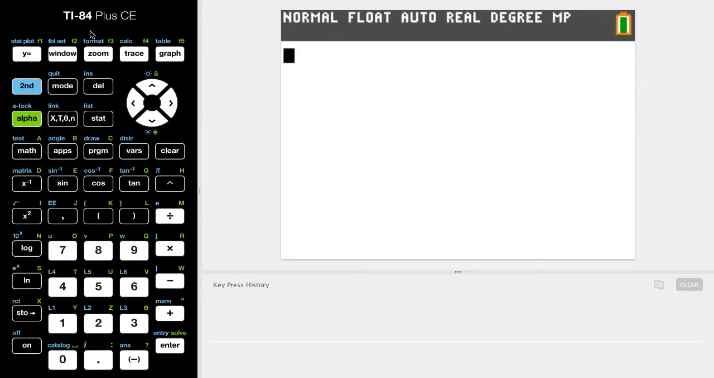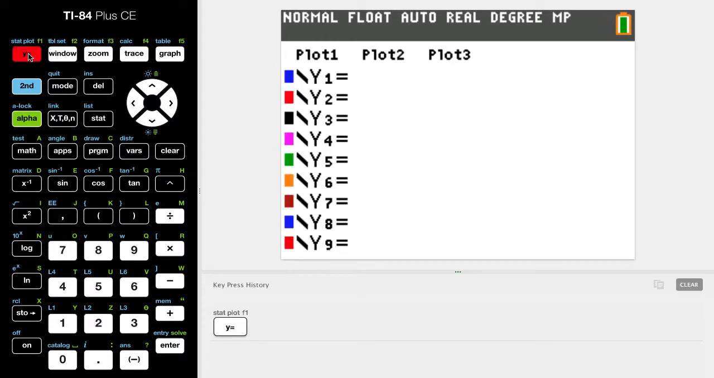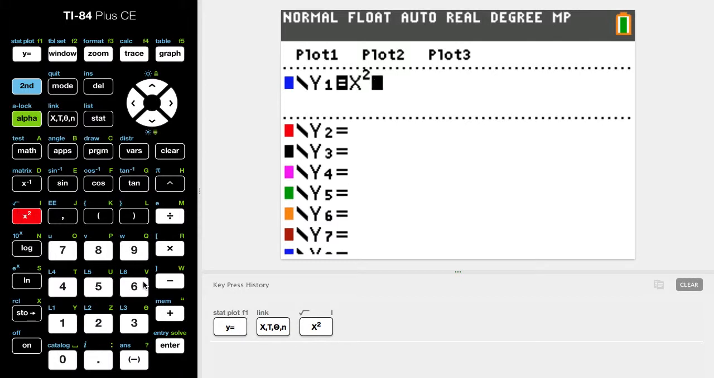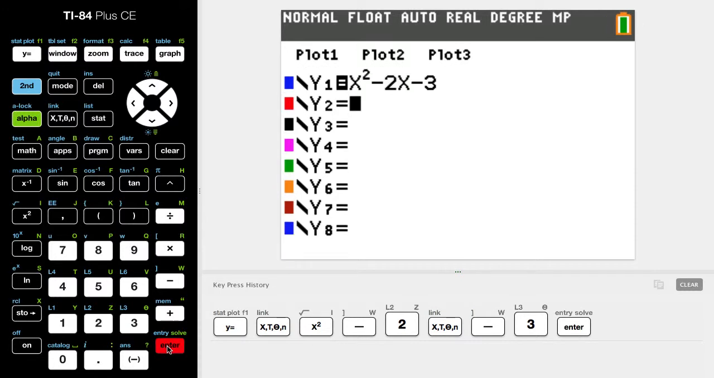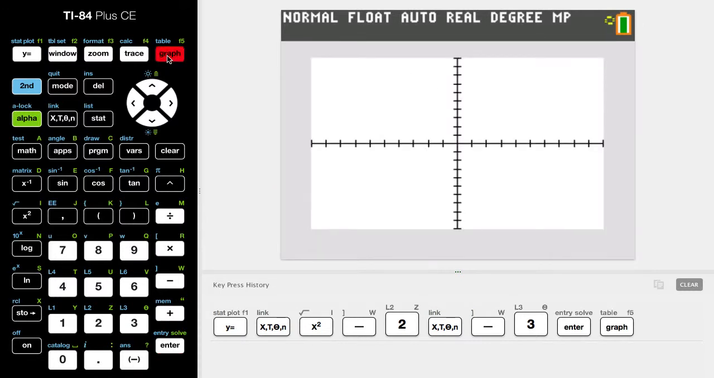Now let's solve our quadratic equation using the TI-84 graphing calculator. So first press y equals. And now let's input our function. Press X, then the x squared button, minus 2x minus 3. Then enter. Press the graph button. Like before, the parabola intersects the x-axis at 2 points. Let's find the first solution.